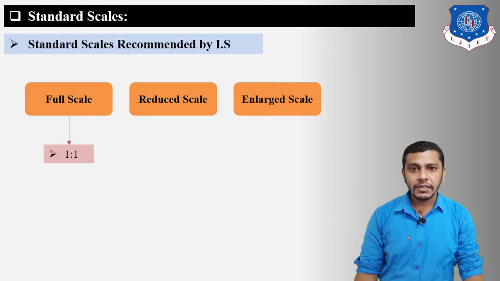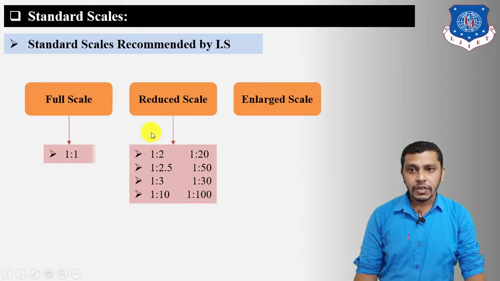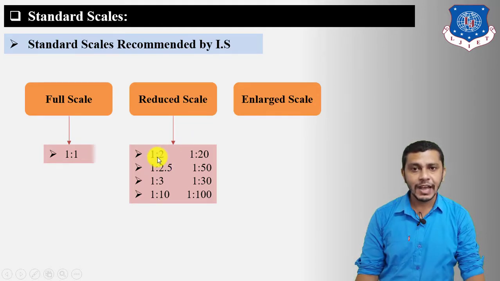In reduced scale, the dimensions of the object in the drawing are smaller than the actual dimensions of the object. And here are some indications of the reduced scale: 1:2, 1:20, 1:50, 1:30, 1:100, 1:10. We can also take 1:1000, 1:10,000, 1:2 lakh. So if you are taking 1:2 scale, that means the dimensions of the object in the drawing are half of the actual dimensions of the object. If you are taking 1:10 scale, that means the dimensions of the object in the drawing are 10 times smaller than the actual dimensions of the object.